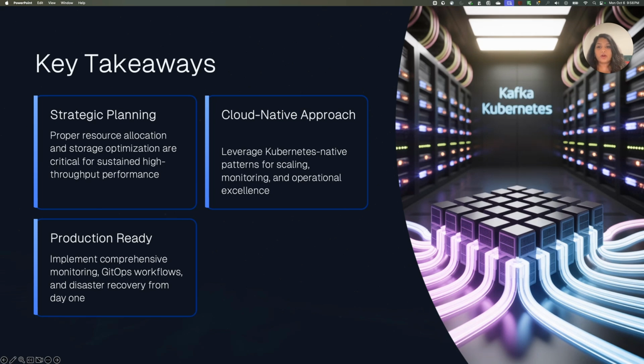Building Kafka on Kubernetes at scale requires careful attention to these architecture patterns, but the result is a resilient, scalable streaming platform that can handle massive workloads with operational simplicity.